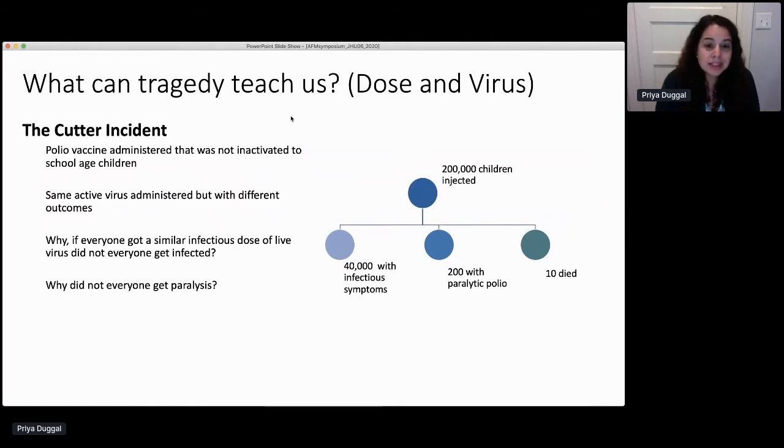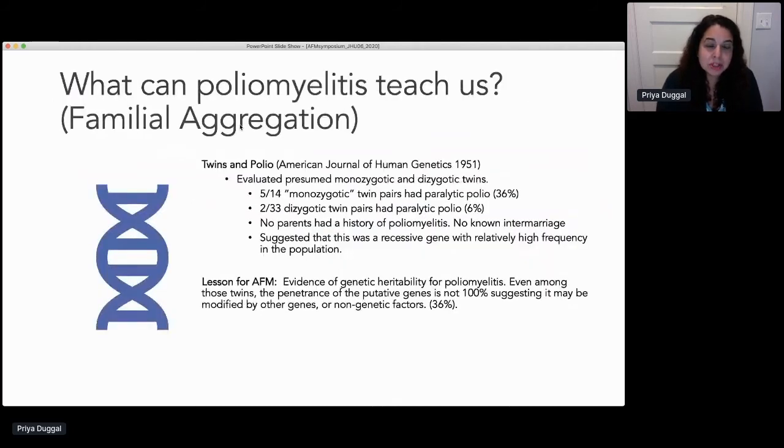So again, if we're getting the same similar infectious dose of the same live virus, why is it that everyone didn't get infected? And why did not everyone get paralysis? These are the same questions I think we should be asking about AFM. So what can we learn about familial aggregation from poliomyelitis?